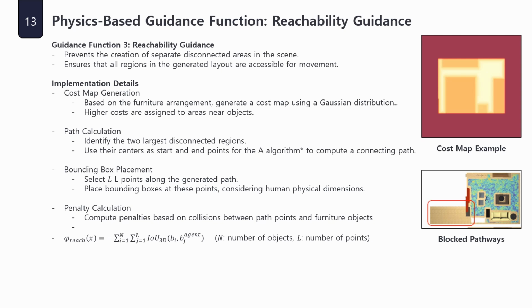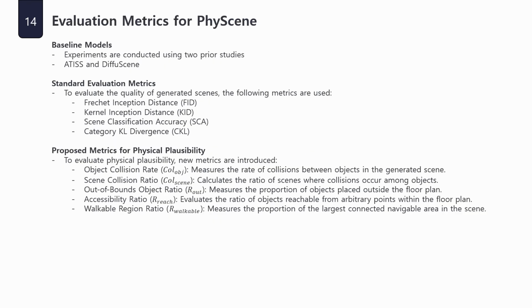Penalties are then calculated based on the collision between the furniture bounding boxes and the bounding boxes selected along the human navigable paths. Using these guidance functions, PhysicsScene performs physically plausible indoor scene synthesis, followed by experiments. The experiments are conducted using the two previous studies described earlier in the presentation as baselines.